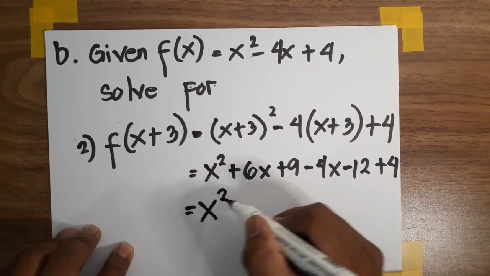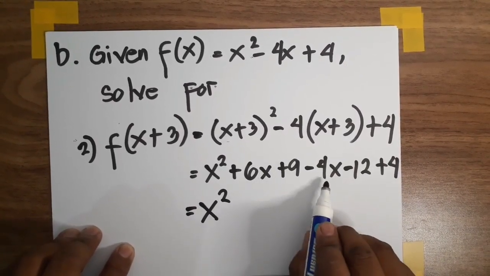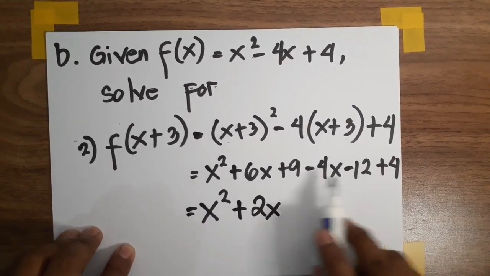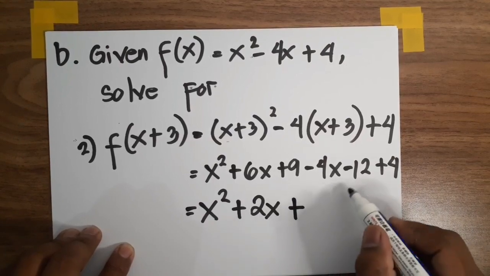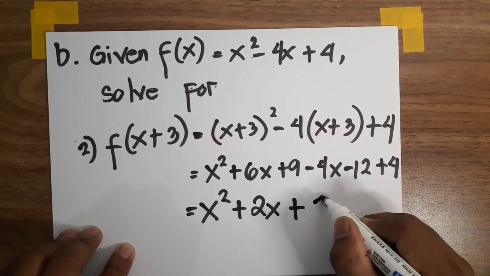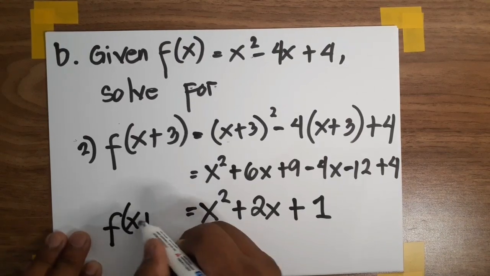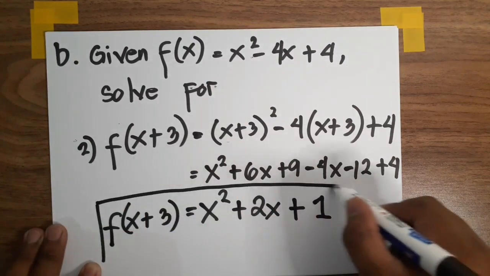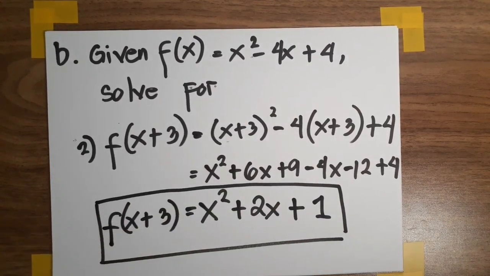So simplify further, you have x squared. Combine like terms, 6x minus 4x is positive 2x. 9 minus 12 plus 4 is positive 1. So f of x plus 3 is equal to x squared plus 2x plus 1.